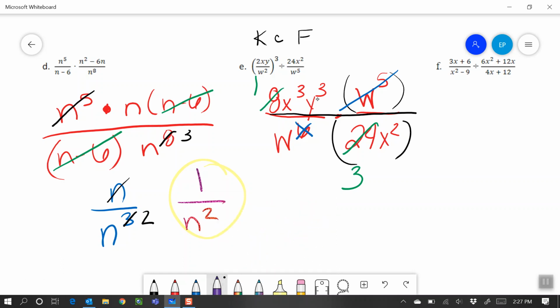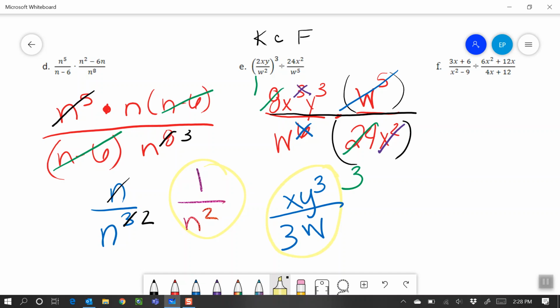There's 2 x's on the bottom and 3 x's on the top, so 2 cancel out and leave just 1 there. So I'm going to rewrite the problem first in blue so I can see it. I have 1 times x times y cubed, so I have xy cubed, and on the bottom I have a 3w, and I see that there's nothing left to simplify, so I'm just going to highlight that and say that's my answer.